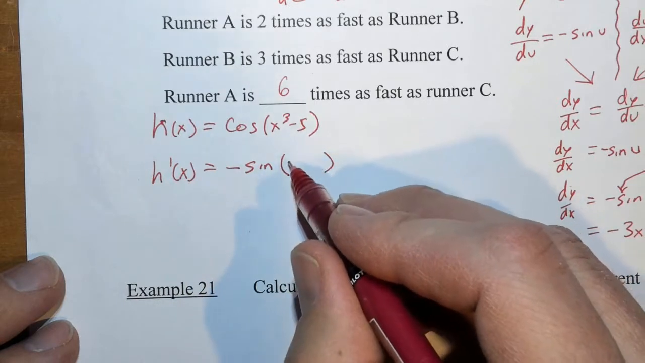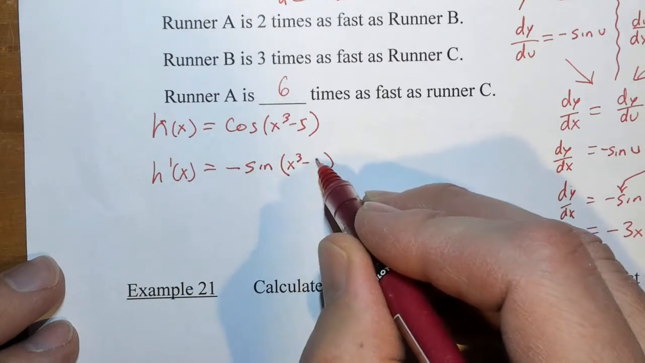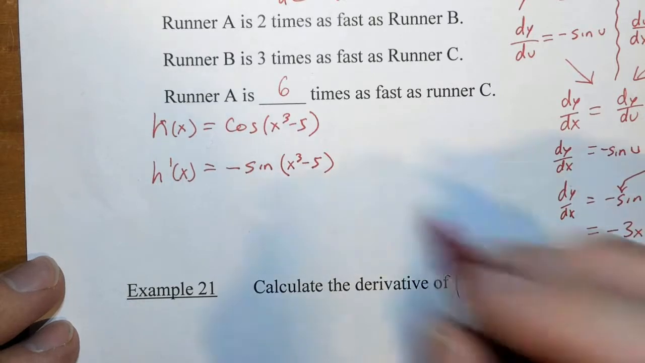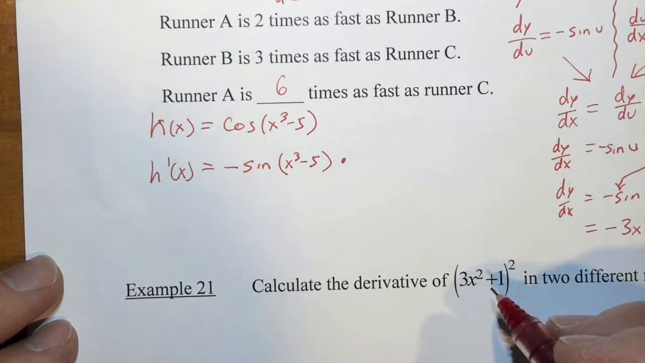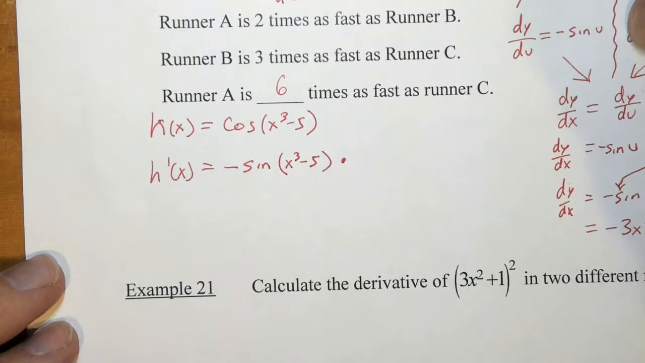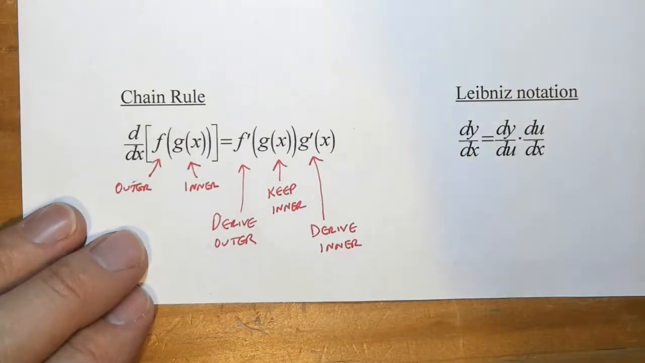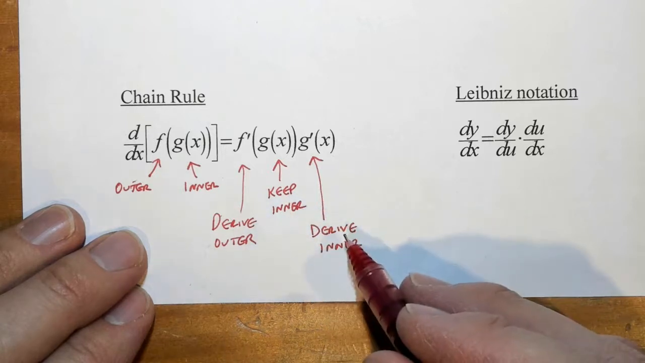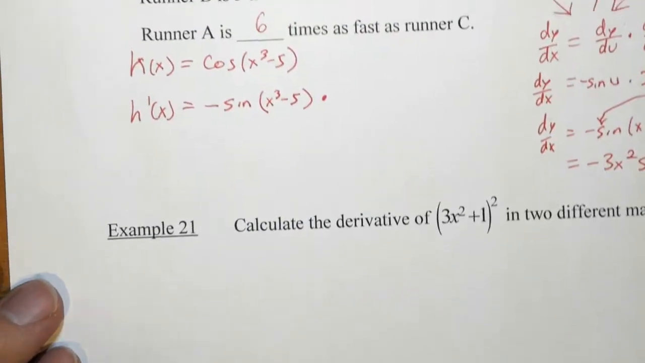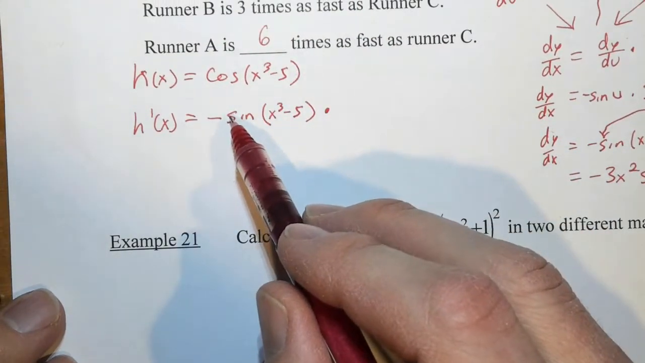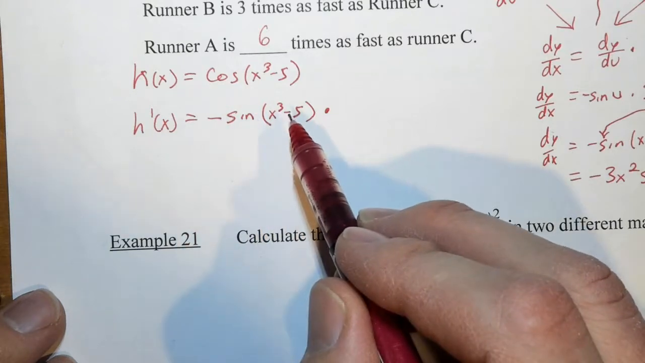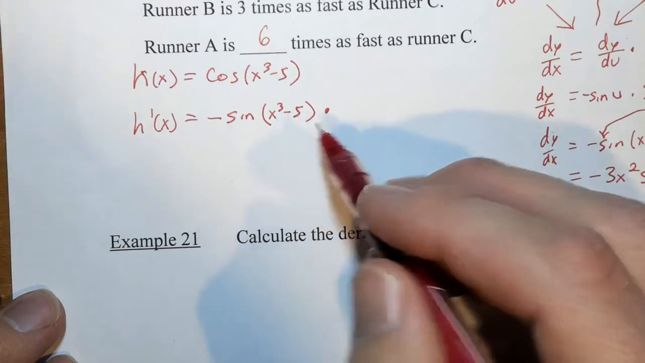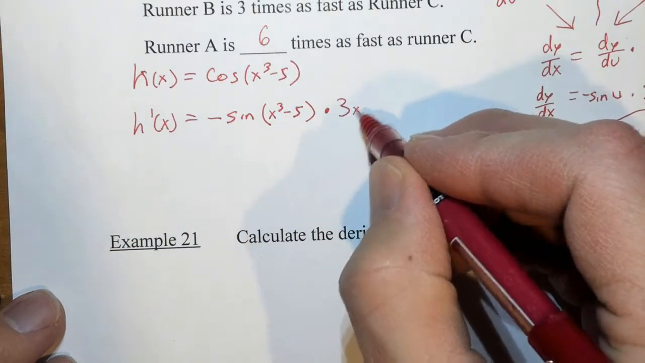Now we keep the inner function, so the x cubed minus 5 stays where it is. And we multiply this by the derivative of the inner function. Again, derive the outer, keep the inner, derive the inner. That's our chain rule. What's the derivative of x cubed minus 5? Exactly, 3x squared. We just did it.